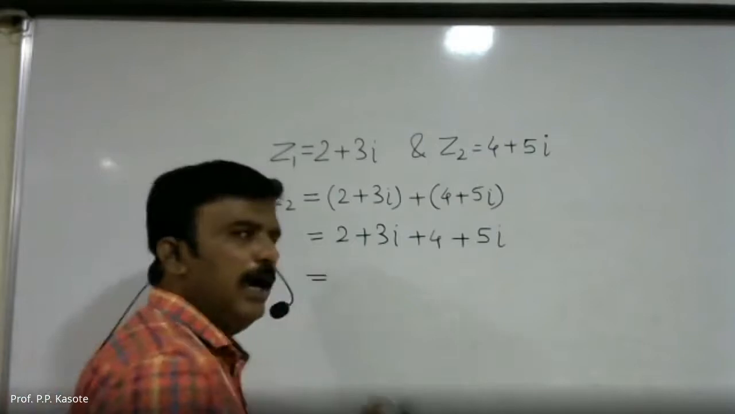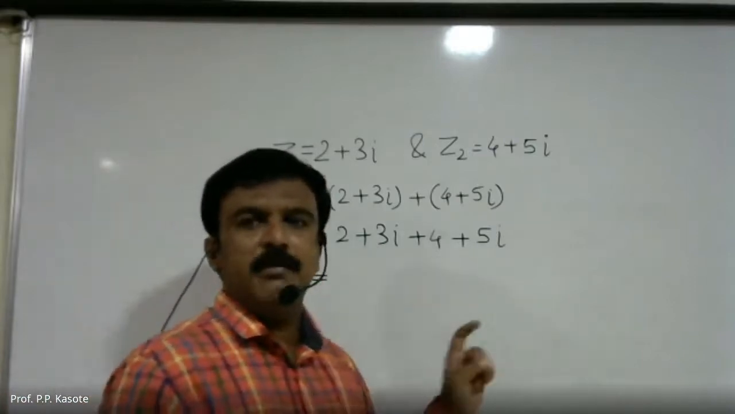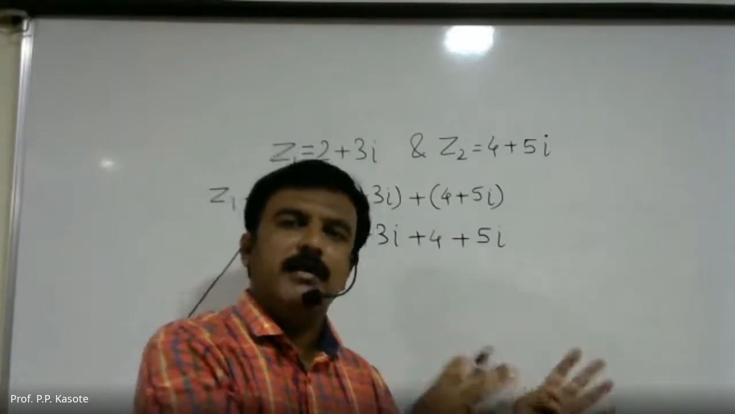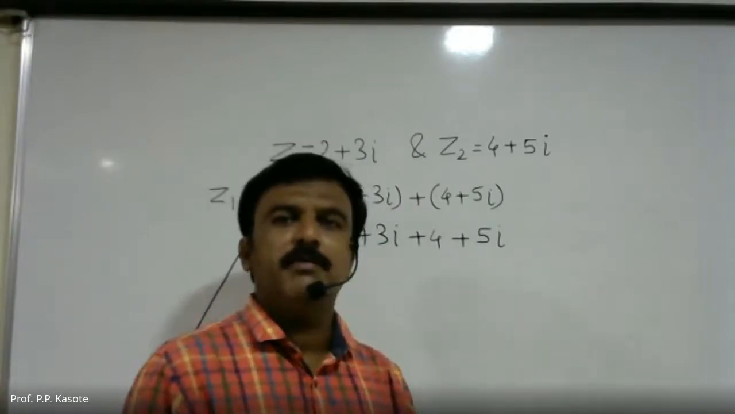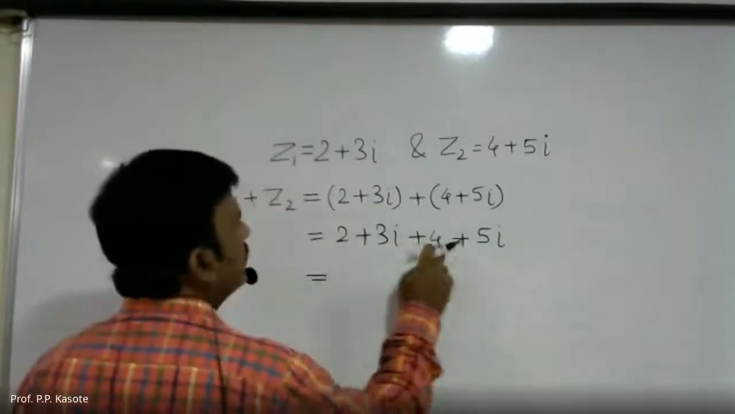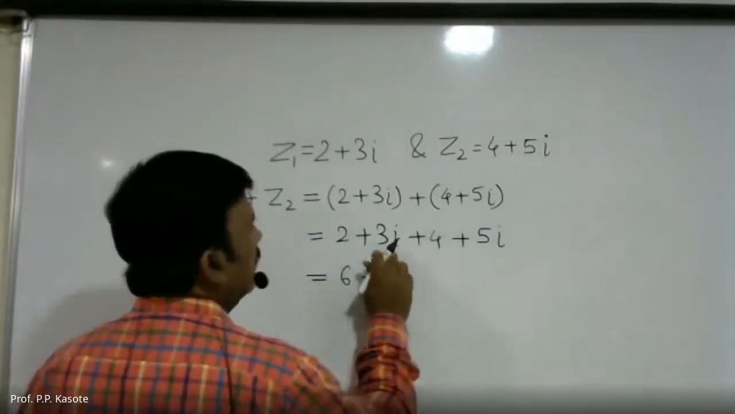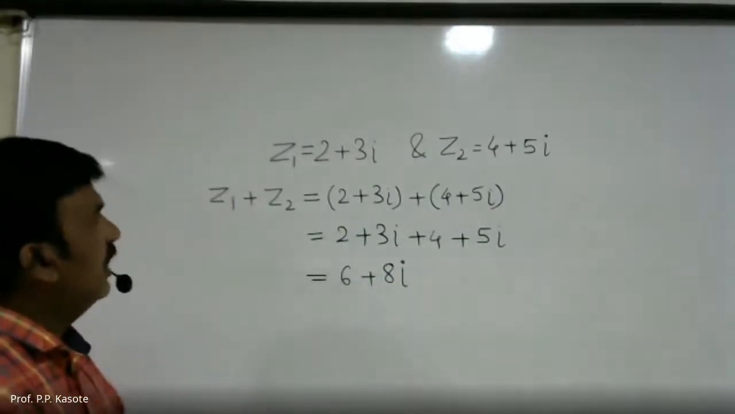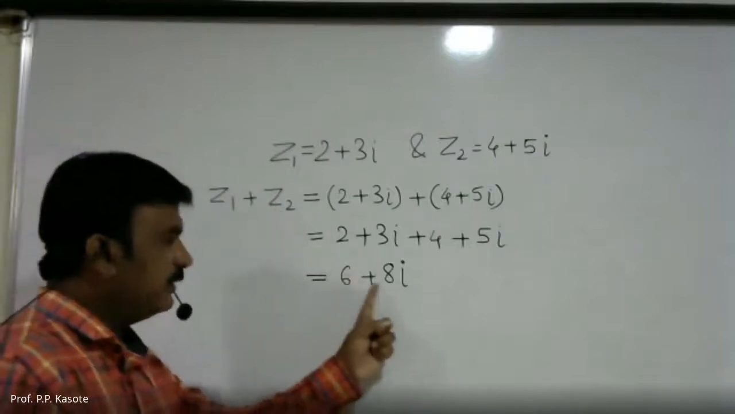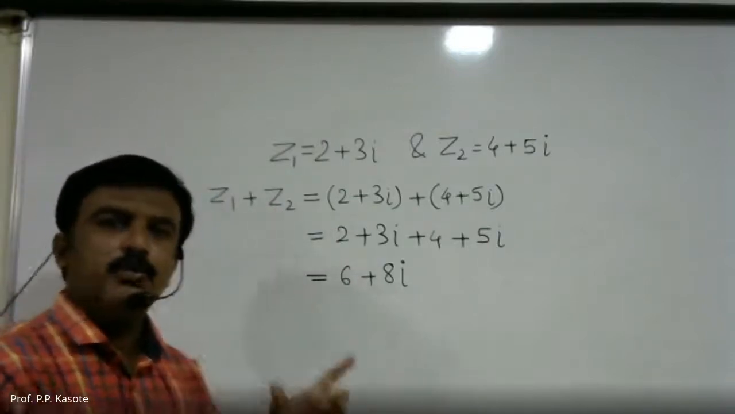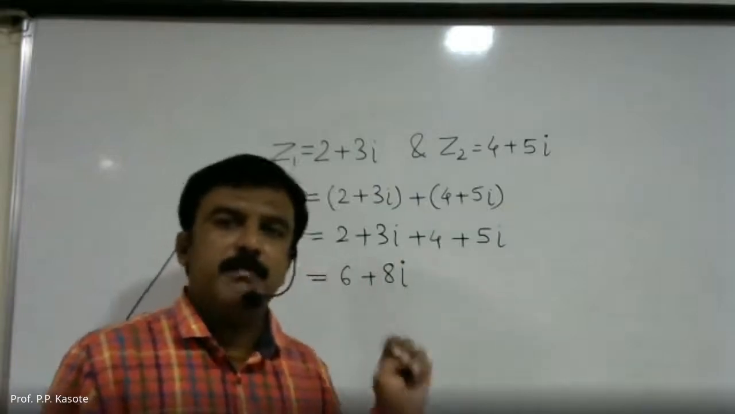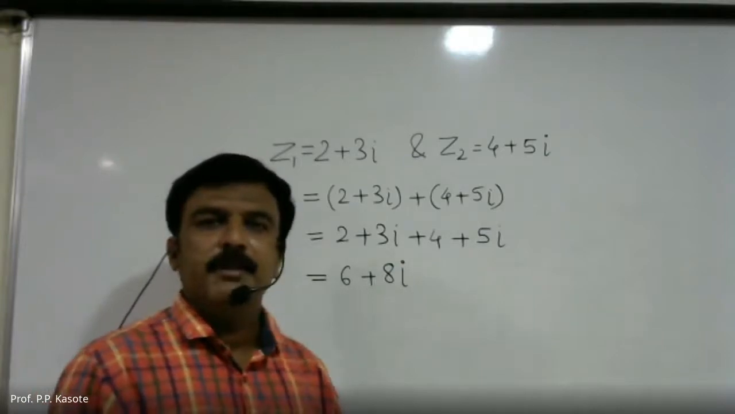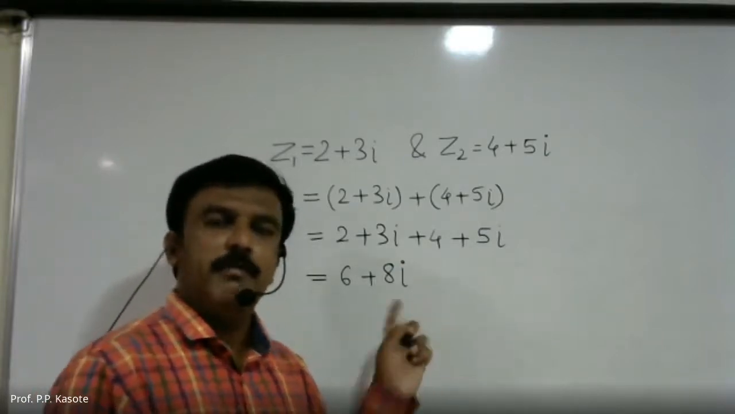Now, while adding, four terms are there. While adding them, we'll add real number with real number and imaginary number with imaginary number. That is 2 plus 4 is equal to how much? 6, plus 3i plus 5i, that is 8i. So this is our z1 plus z2, we got 6 plus 8i. After adding z2 to z1, we got a complex number whose real part is 6 and imaginary part is 8. It means the addition of two complex numbers should be a complex number.